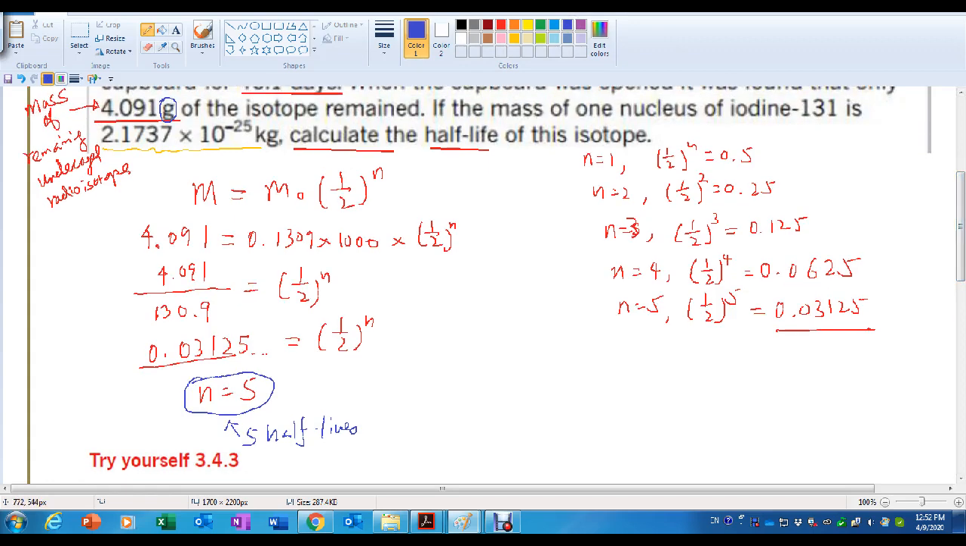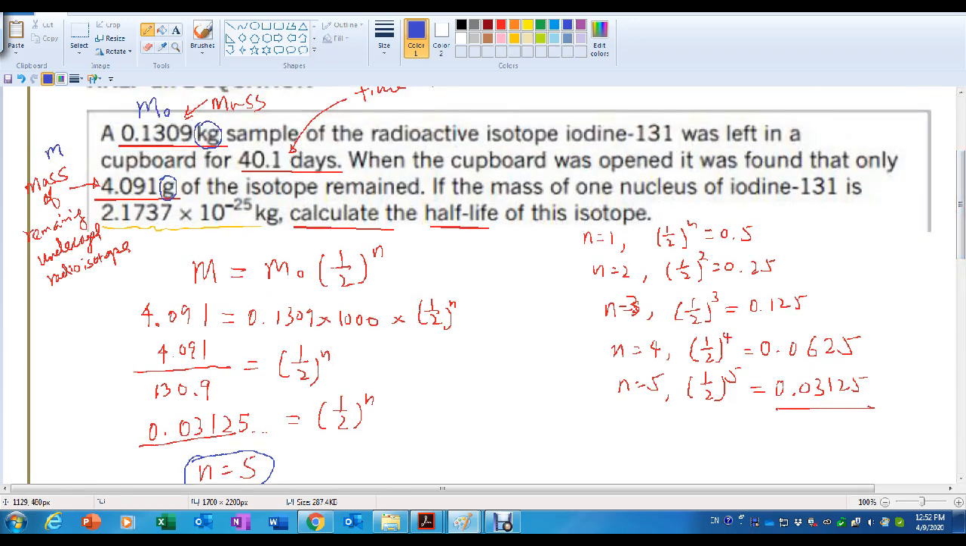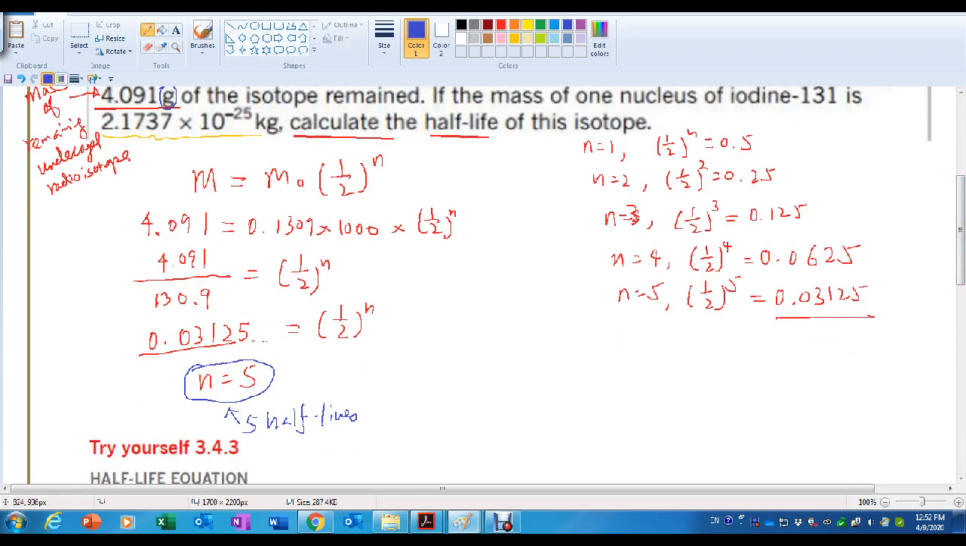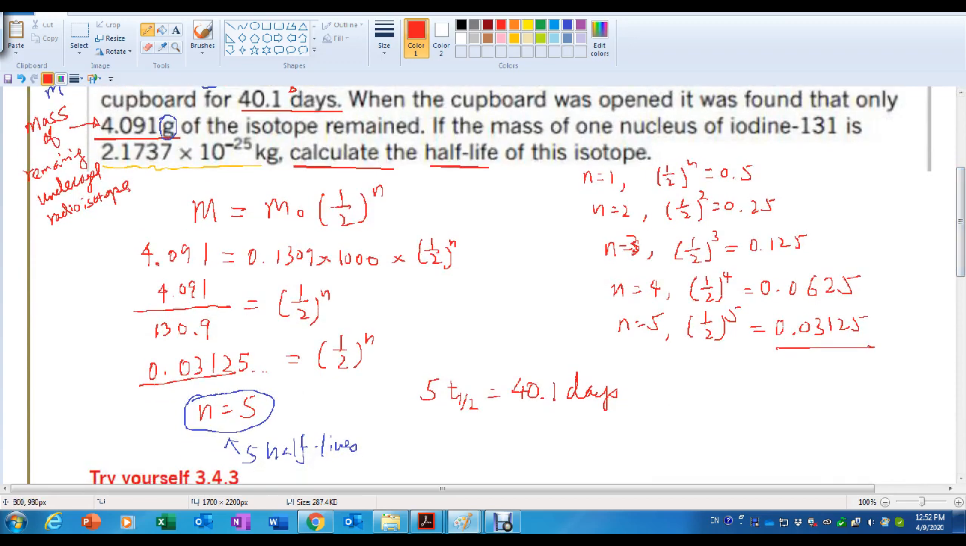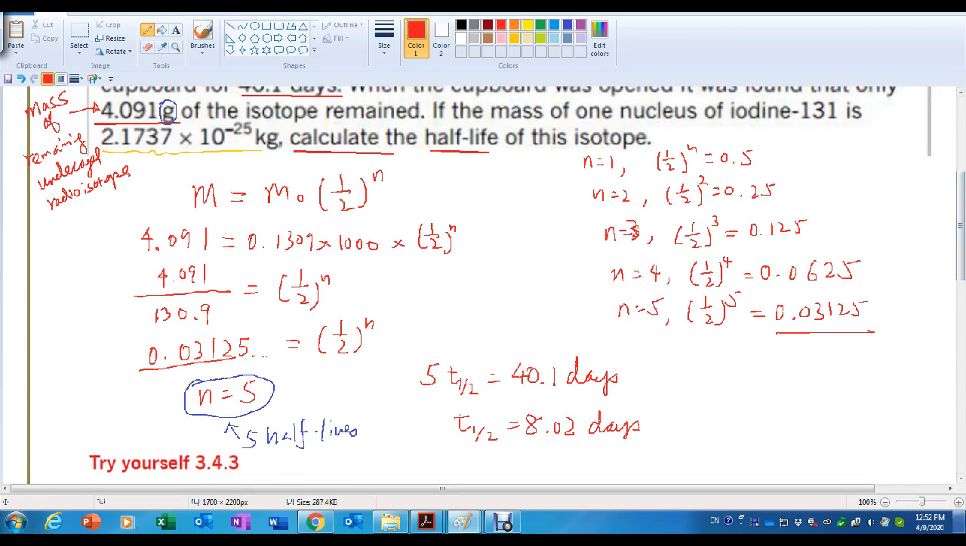How about the length of one half-life? So what's the time taken? That's 41 days. So that means 5 half-lives equals 41 days, right? So how about each half-life? It's about 41 divided by 5, 8.202 days. All right, so that's the half-life. Okay, good.